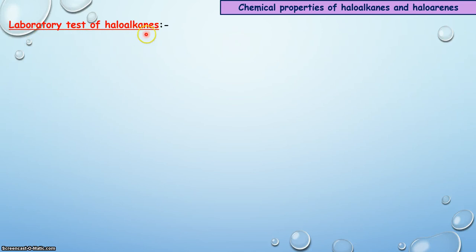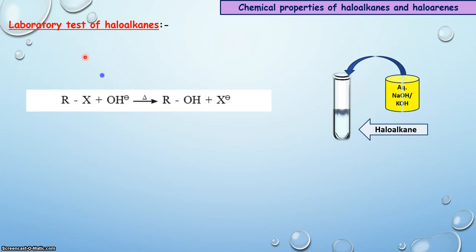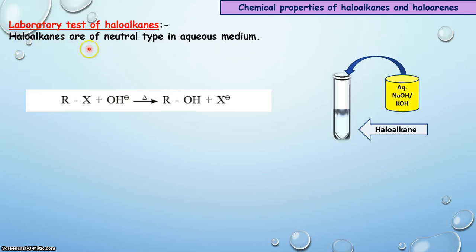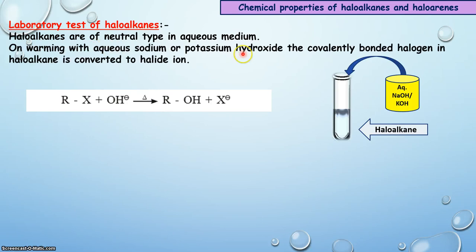Laboratory test of haloalkanes. In this, we are using silver nitrate solution to identify the halogen atom present in an alkyl halide. It's a simple test in which the alkyl halide is warmed with aqueous sodium hydroxide or potassium hydroxide. During this reaction, the halogen which is bonded to the alkyl halide is converted into halide ion. Haloalkanes are of neutral type in aqueous medium.